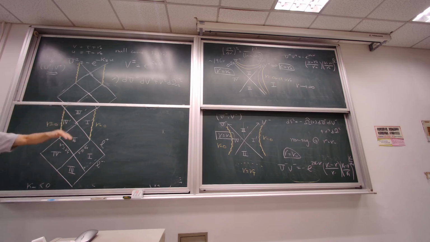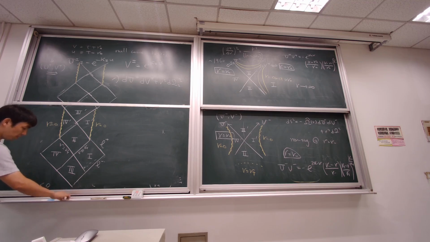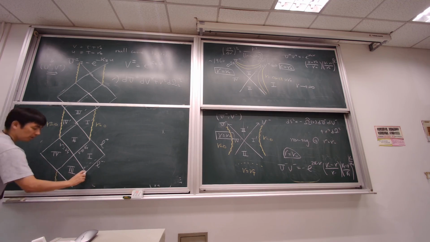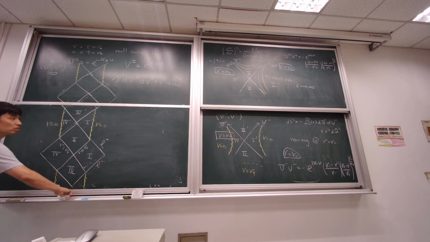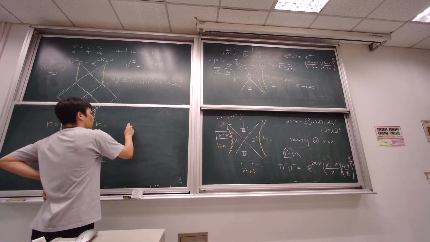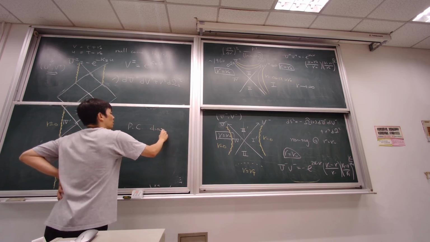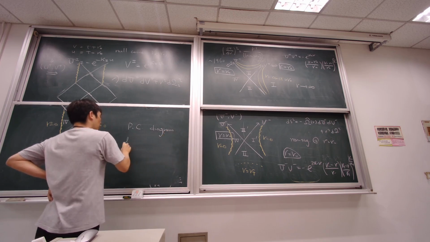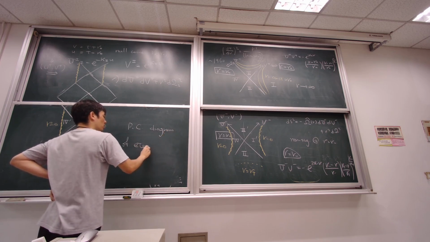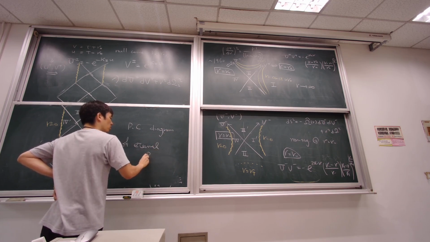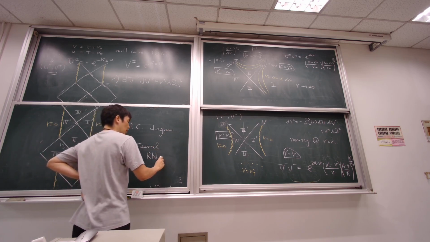You can extend the spacetime infinitely long into the future, infinite future, and also here we can extend the past this way. So these are the Penrose-Carter diagram of the eternal Reissner-Nordstrom spacetime.